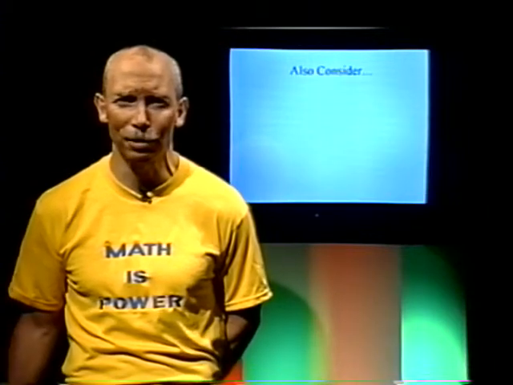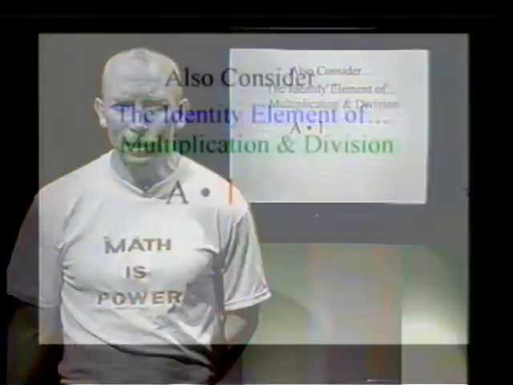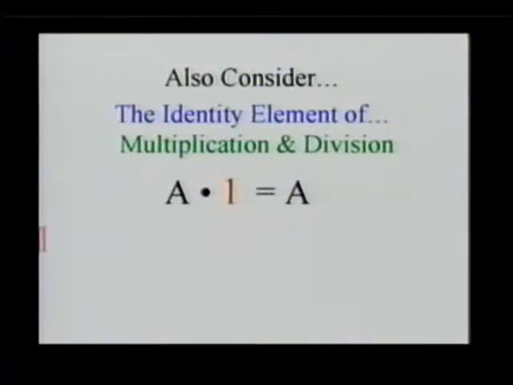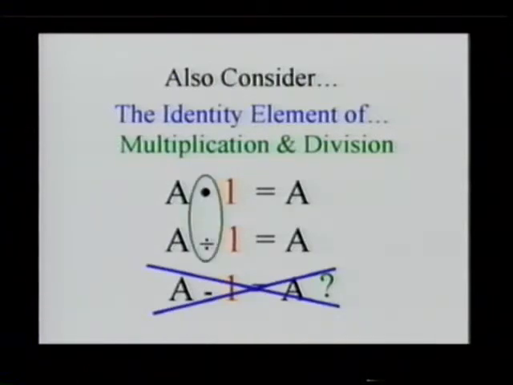Let's take a look at what we're going to do with that. The identity element of 1 says that I can multiply anything by 1 and get itself. I can divide as well, okay? What I can't do is subtract or add. I'm telling you, don't even think about doing that, okay? Only multiply or divide.